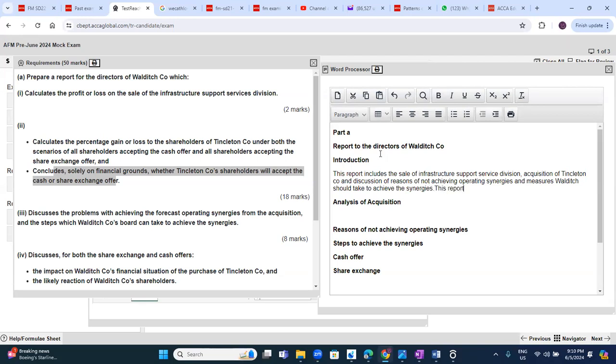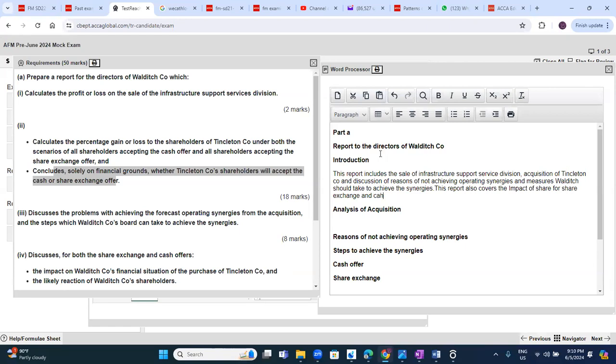Next, this report also covers the impact of share for share exchange and cash offer on the wealth of T company and W company shareholders. Okay. Right. So do not make bullet points in the report. Bullet points will kill your points.